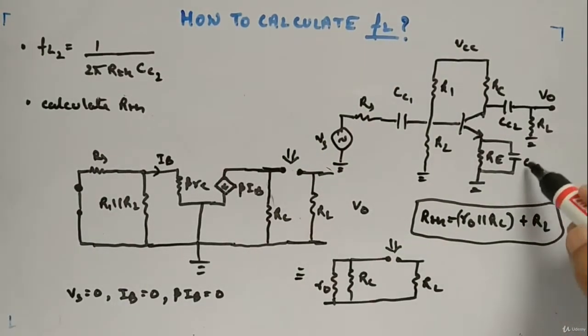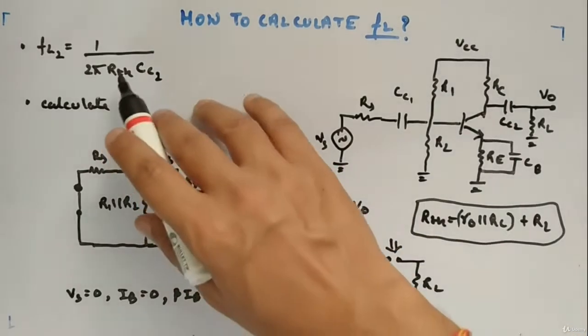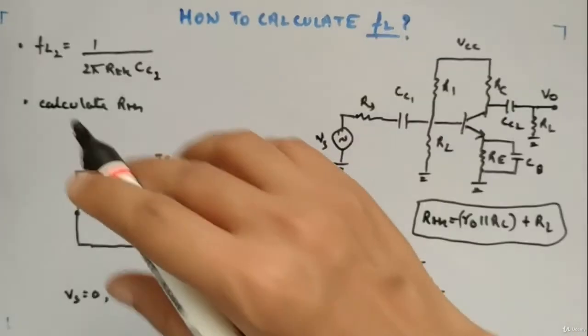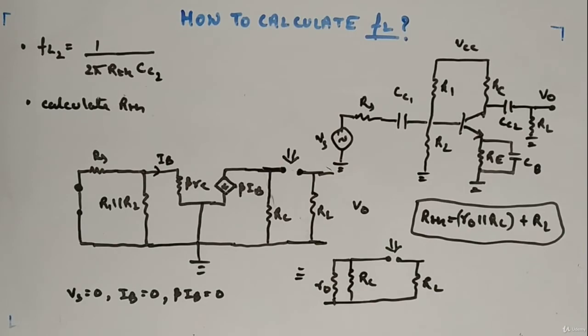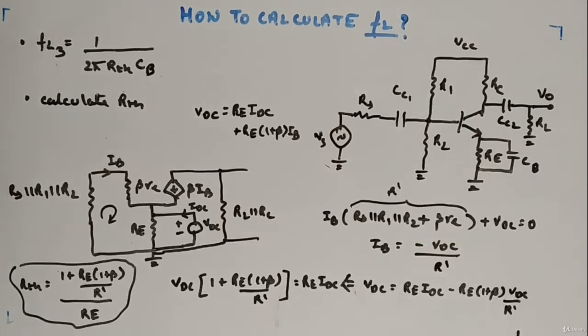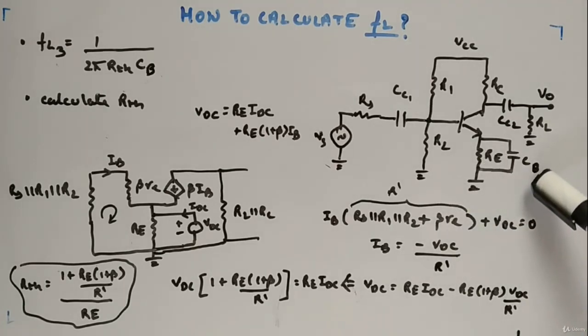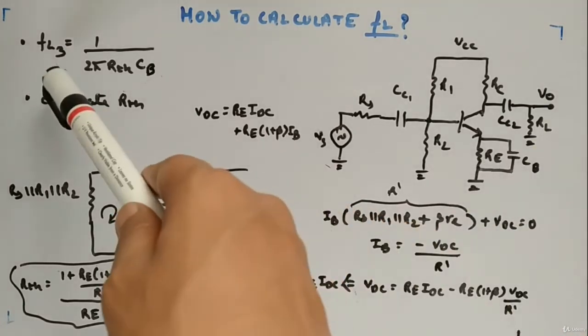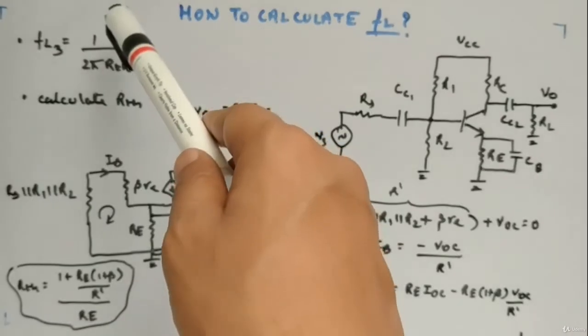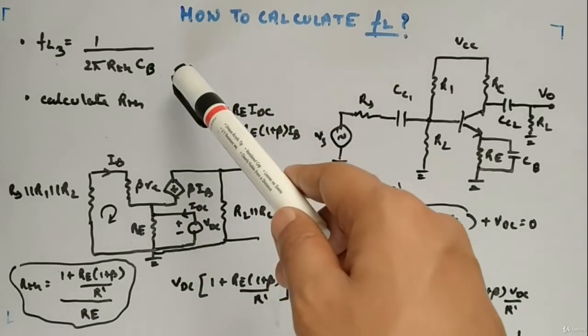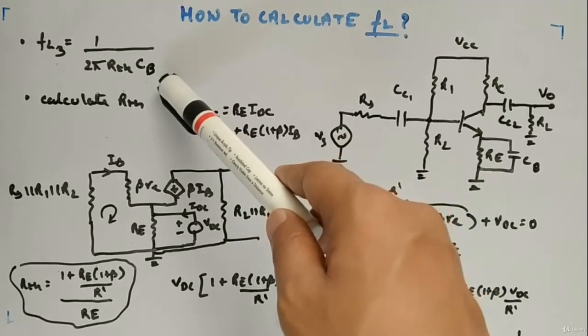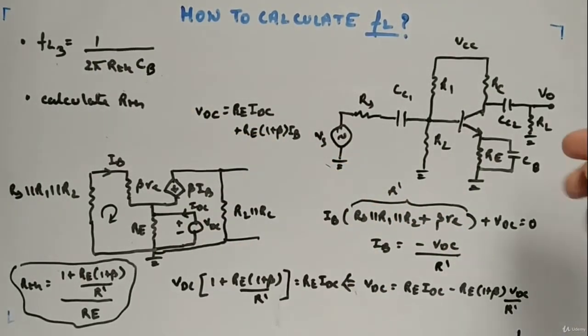Now the only thing remaining is this CB. We have to calculate RTH with respect to this guy. So third will be that. Okay, so now let's calculate the remaining guy, which is CB. With respect to CB, you have to calculate FL3. FL3 is 1 divided by 2 pi RTH CB. So now we have to calculate RTH looking from this side.